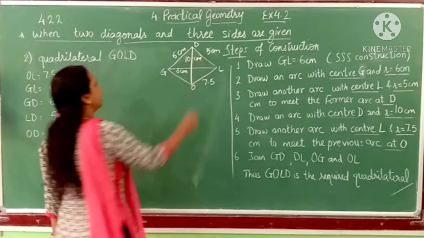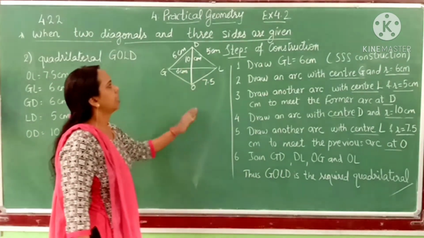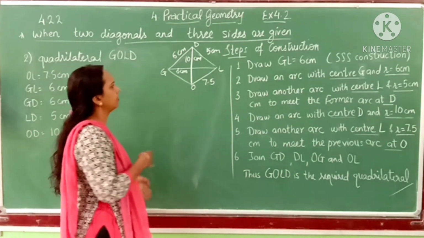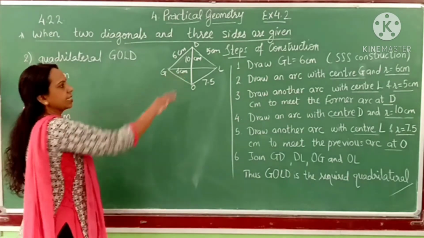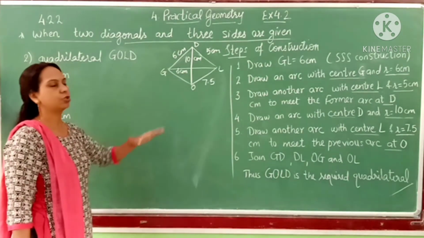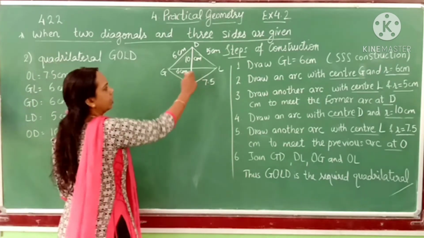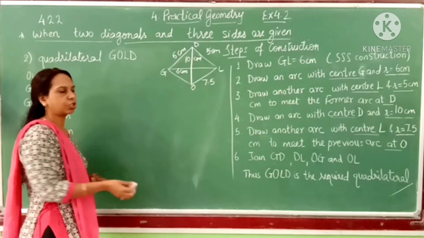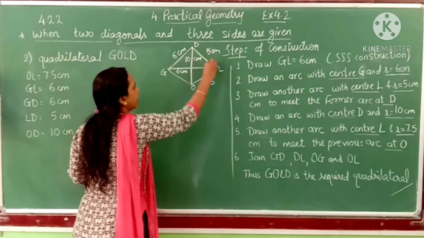Okay. So in the previous construction we took one line segment as the base. Now you can, on your own, take a diagonal as the base. So we will take one diagonal as the base. So here first we will take GL as the base, as the diagonal. So first we will construct GL with the measurement 6 centimeter, and with the sides what we will do, we will first construct this triangle.